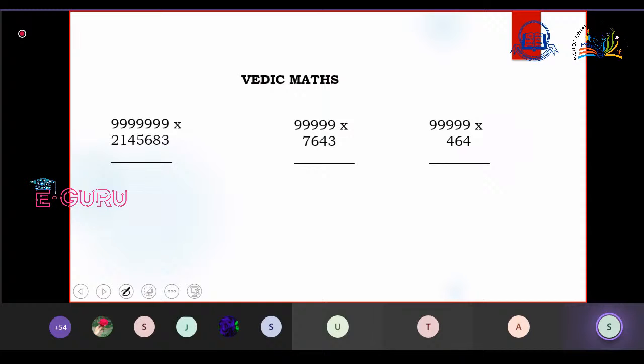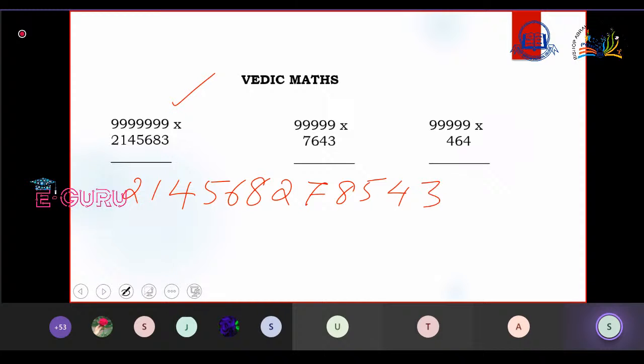This bigger number also, if you need to solve it, by the time you are fetching the calculator, the answer will be here, right? So let us do this. 2 1 4 5 6 8 2. Now 9 minus 2 is 7, 9 minus 1 is 8, 9 minus 4 is 5, 9 minus 5 is 4, 9 minus 6 is 3, 9 minus 8 is 1 and 9 minus 2 is 7. This will be the answer.